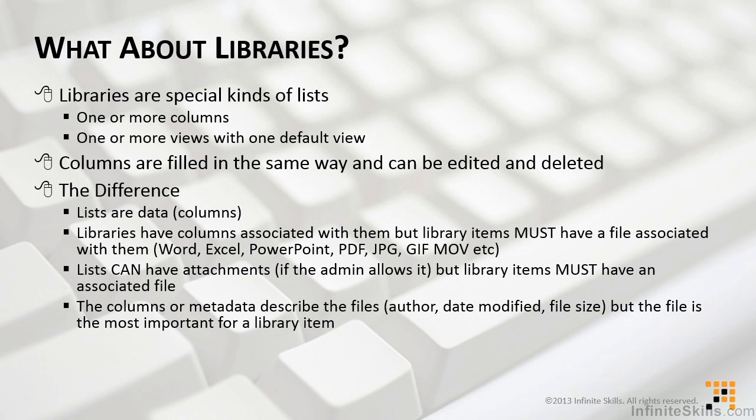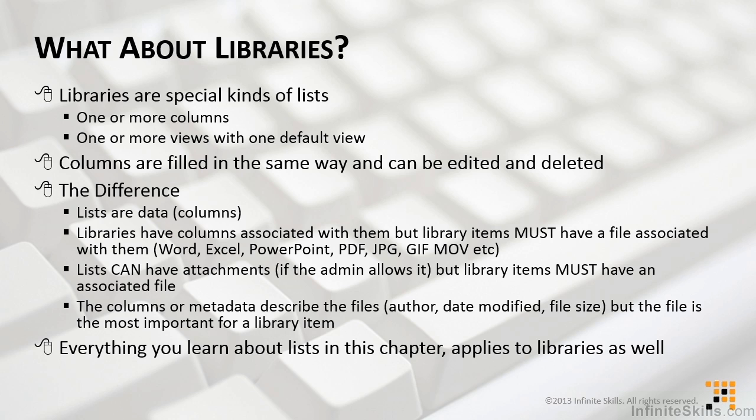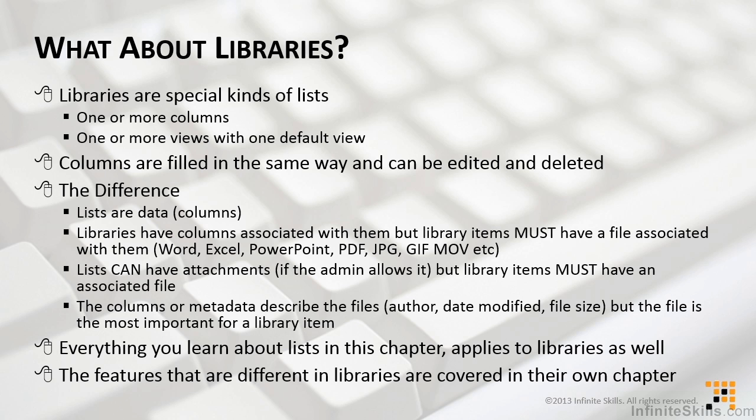For a library, the columns or the metadata describe the files: who the author is, what date it was created or modified, what the actual file size or the playtime is. But for libraries, the file is the most important, whereas lists only rely on the metadata or the columns themselves. The good news is, everything you learn about lists in this chapter applies to libraries as well. The features that are different or specific to libraries are going to be covered in their own chapter, and that's exactly why I organized it that way. Everything that you learn now applies to everything. The specifics for libraries will come a little bit later.